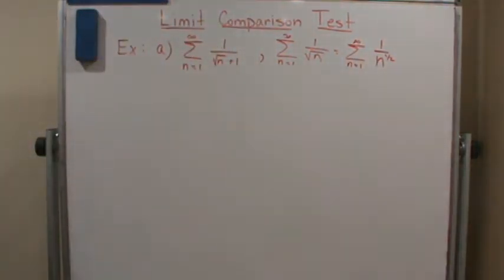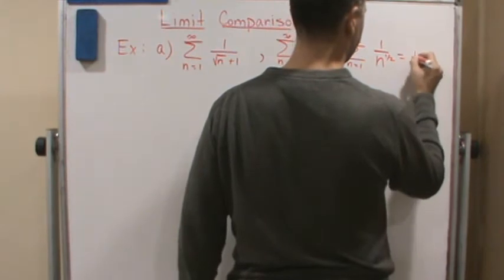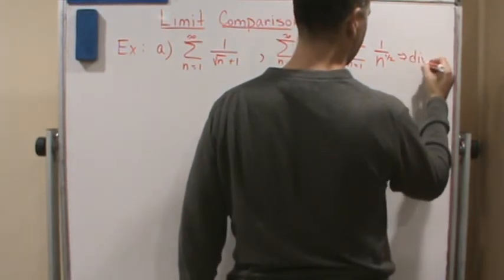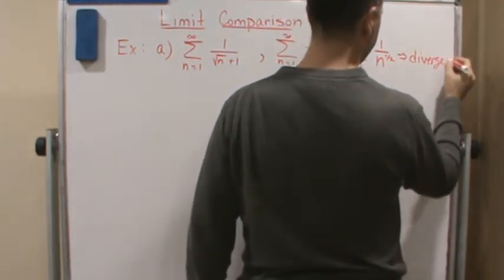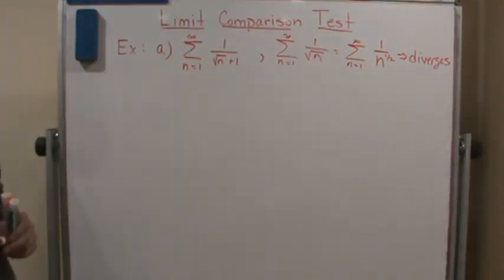Okay? So in this case here, we're going to use the comparison test. Okay? Since we know this diverges, right? So divergent p-series, p is less than 1.